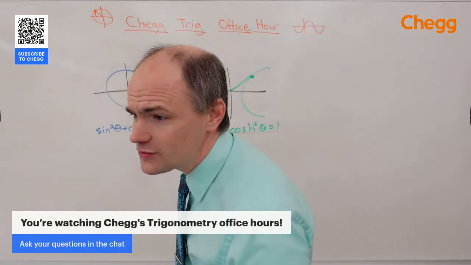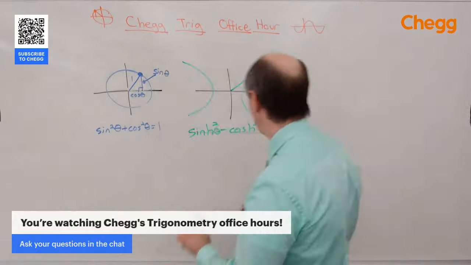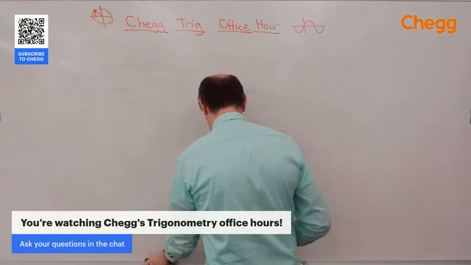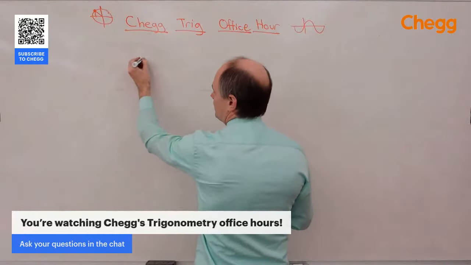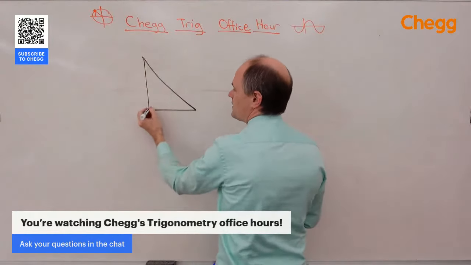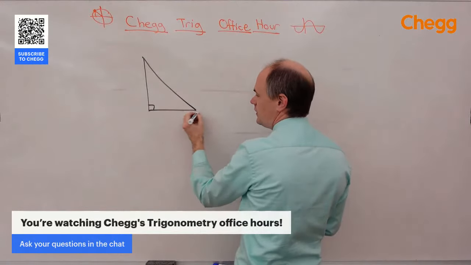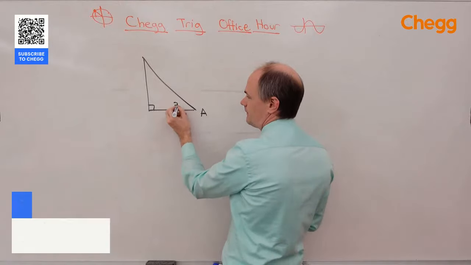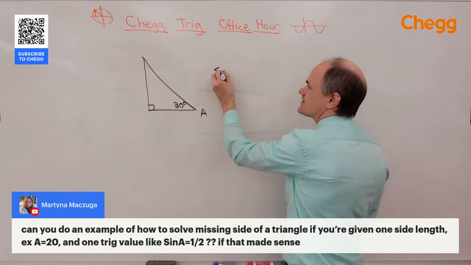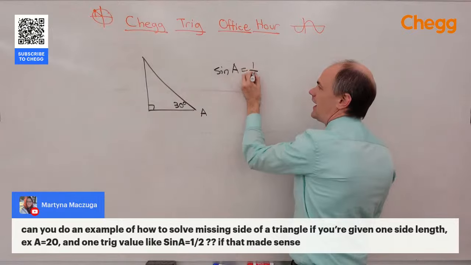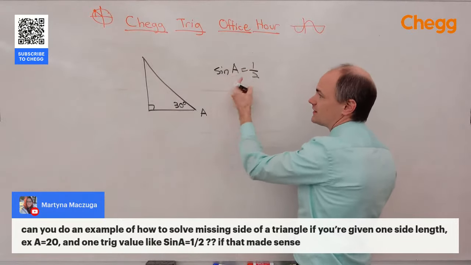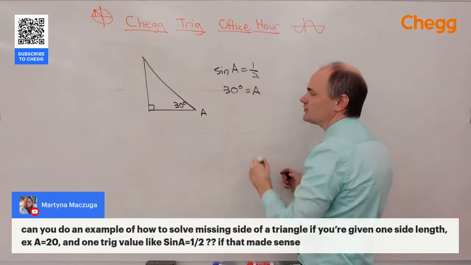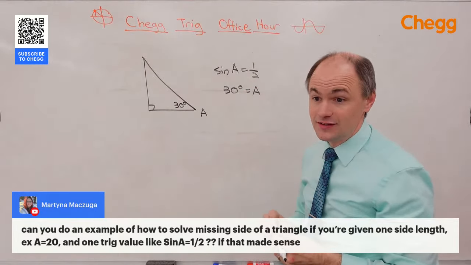Oh, Martina, it was a right triangle. How did we miss that part? Oh, okay. I want to go back to your question then, because it might be solvable now. That makes a big difference, because if we know that the sine of an angle is 1/2, the only angle that's going to give me 1/2 is a 30-degree angle. So that tells me that angle A is 30 degrees.